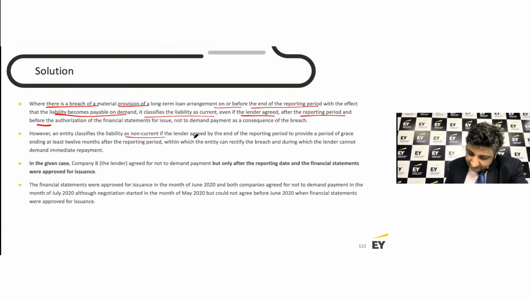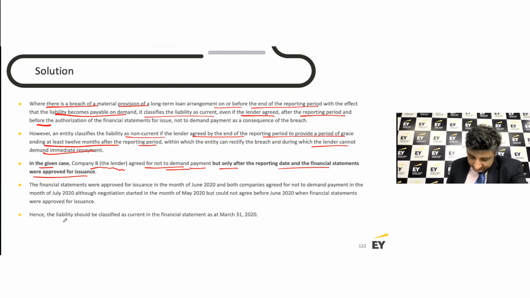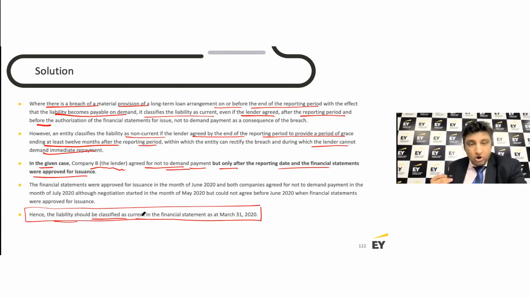But the lender agrees to provide a period of grace of at least 12 months, right? Then in that case, it could have become a non-current liability. However, in this scenario, company B, the lender, is only agreeing to not demand the payment after the financial statements had been approved for issuance, which simply means that for the year ended 31st of March 20, the liability would continue to be classified as current, right? That's an important point that you want to consider.